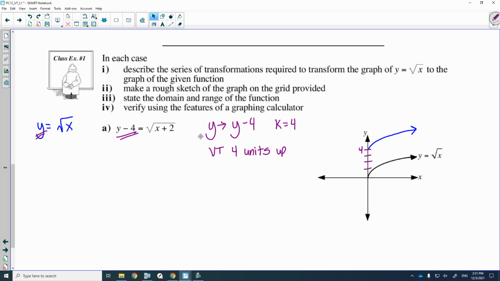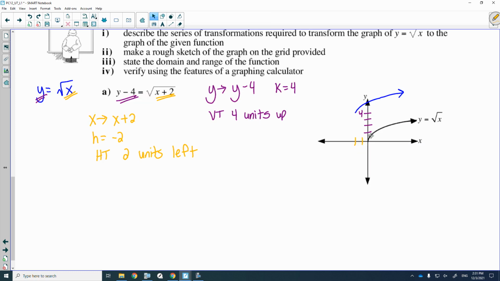Okay, there's also an x replacement. So within the graph, x comes out and x plus 2 goes in. So x is replaced with x plus 2. That is going to be your parameter h, and h is going to be equal to -2. That is a horizontal translation, 2 units left. So if I take my graph now and I move it 2 units left, I will have my transformed graph, which would be there. And this is going to be at -2.